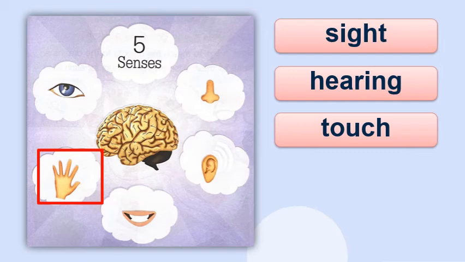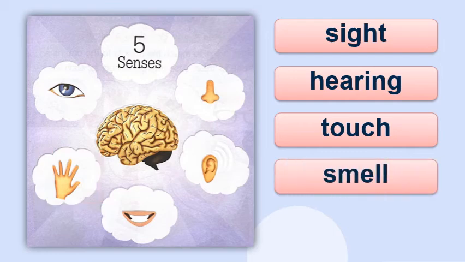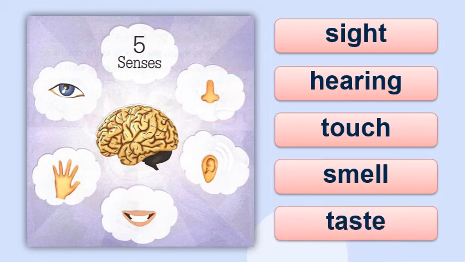Next, we have sense of smell. We use our nose to smell. And lastly, we have our sense of taste. We use our mouth to taste. Taste if it's sweet, bitter, or sour.